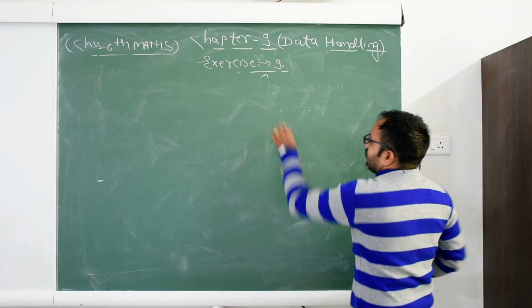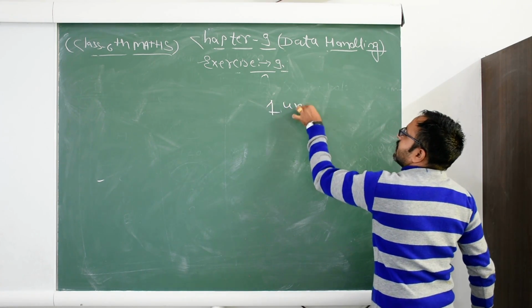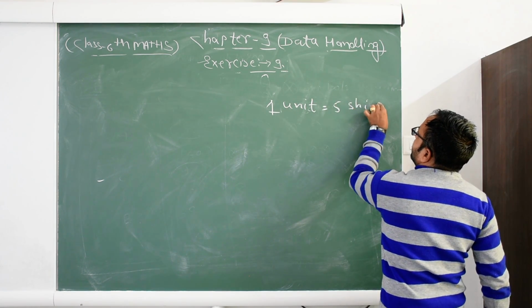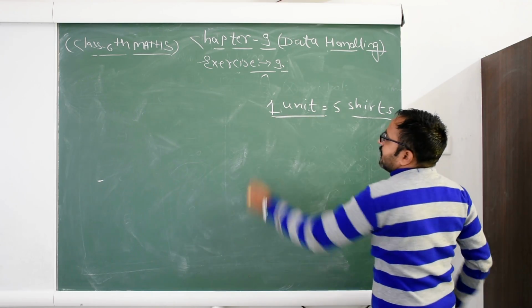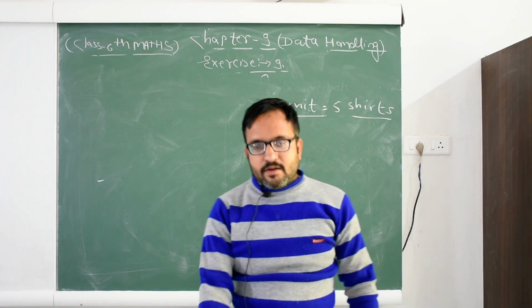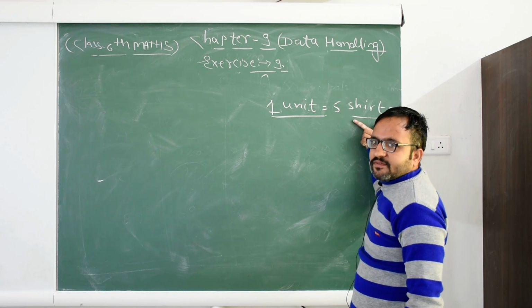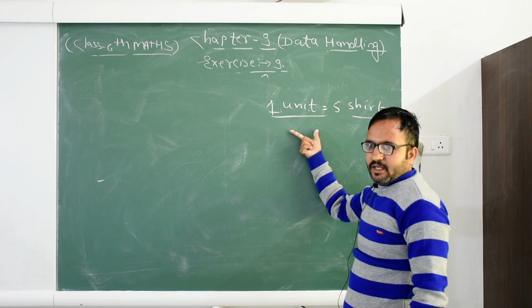Now question B: what is the scale chosen on the horizontal line representing the number of shirts? So 1 unit equals 5 shirts. In this particular bar graph we use 1 unit equal to 5 shirts. This is your scale.